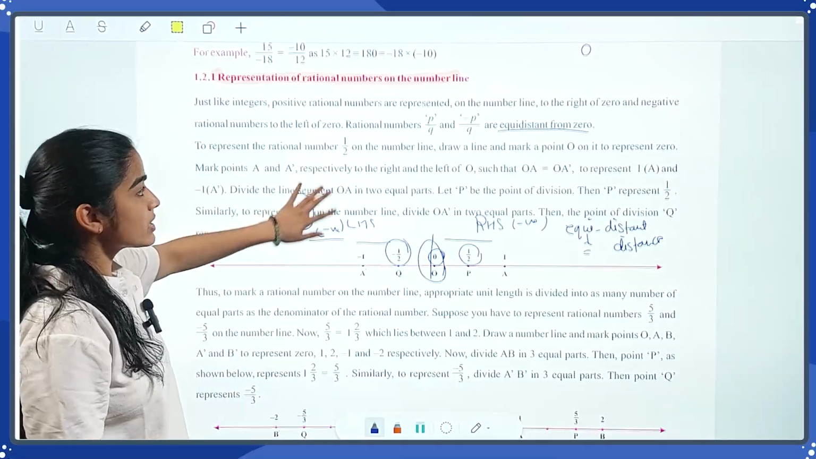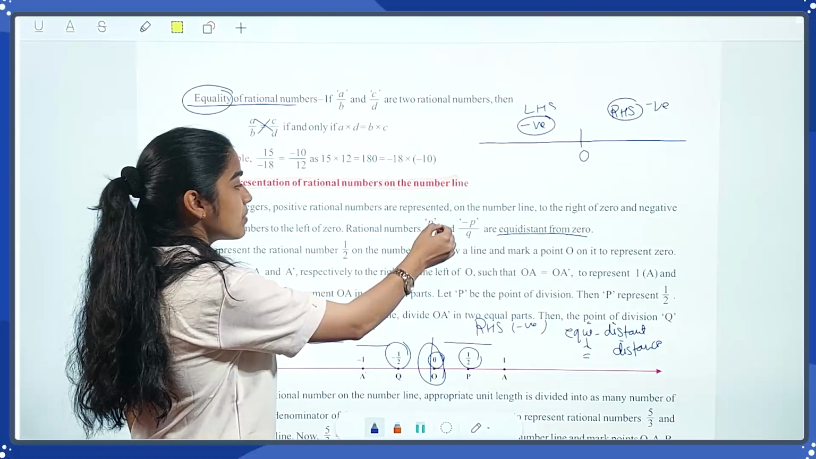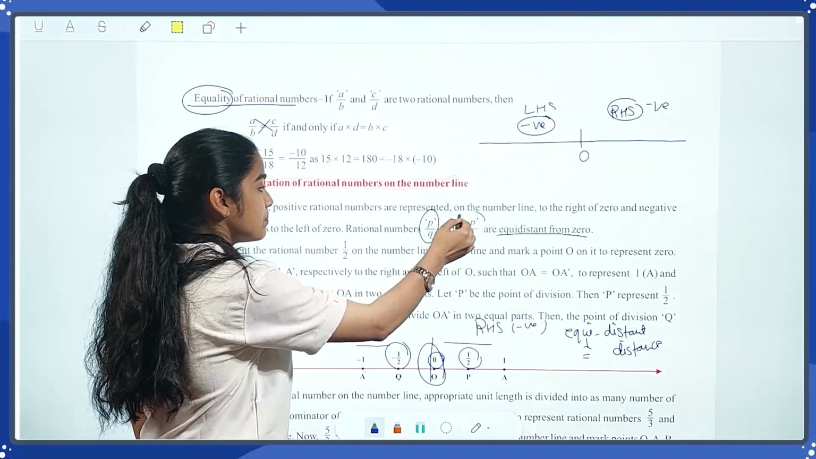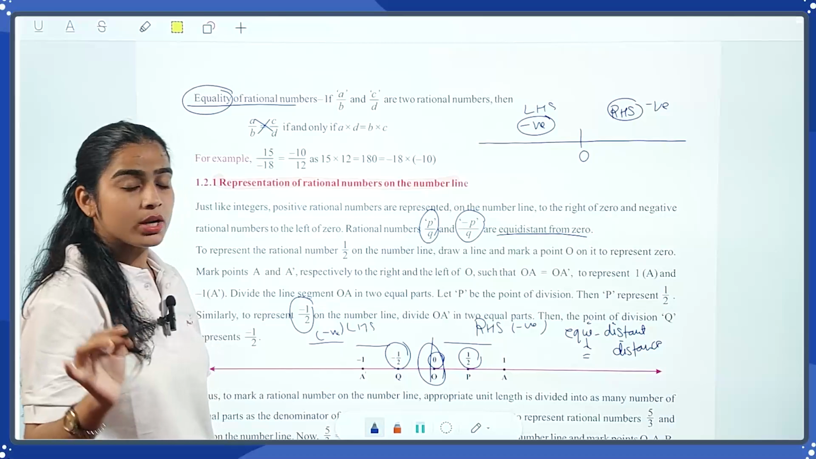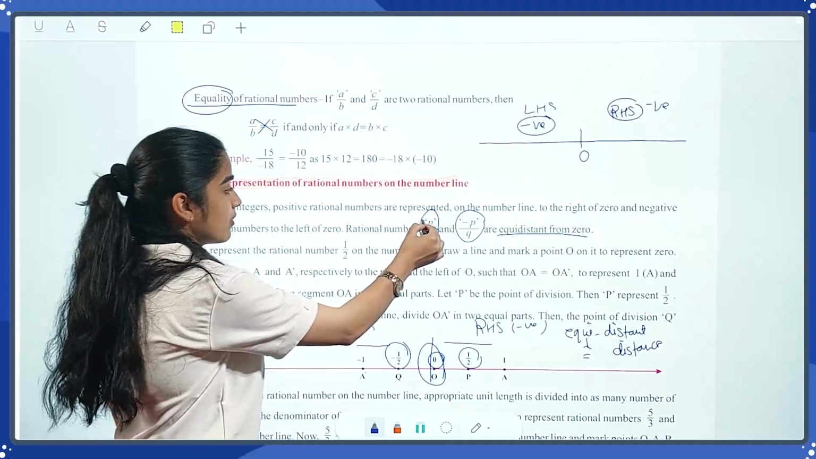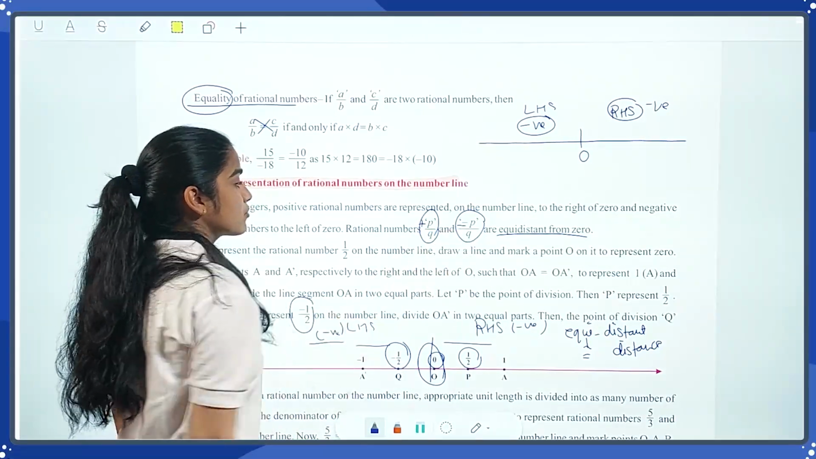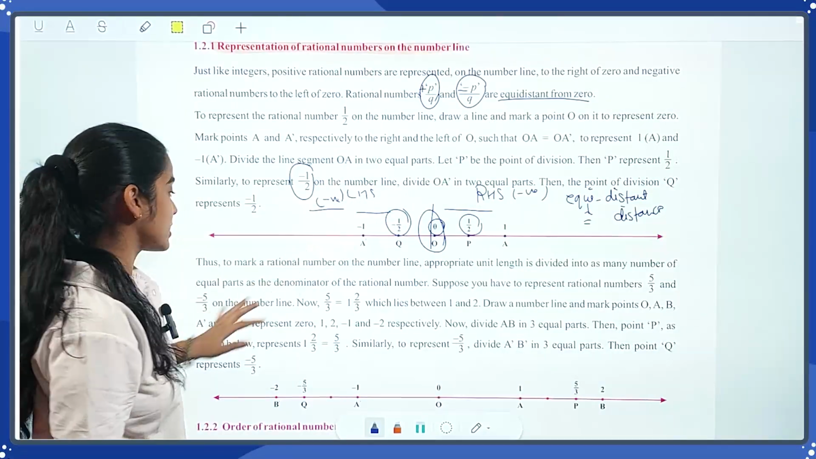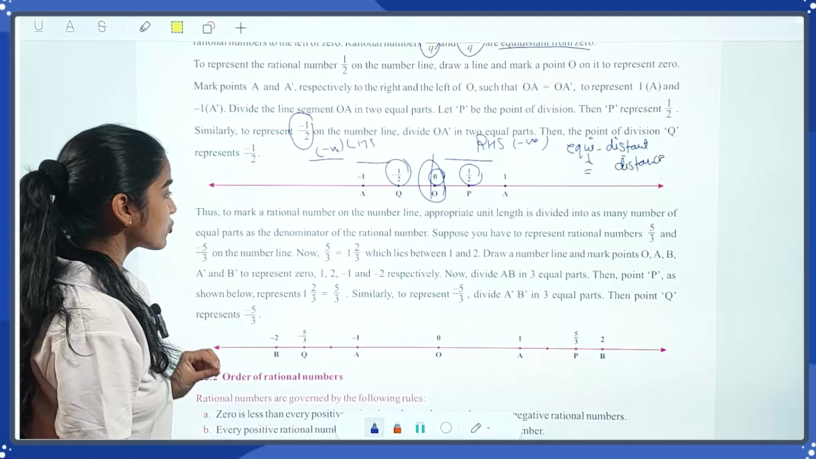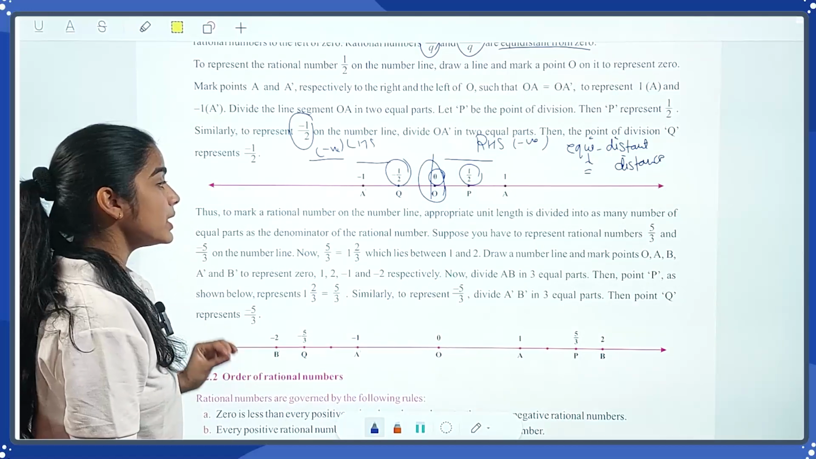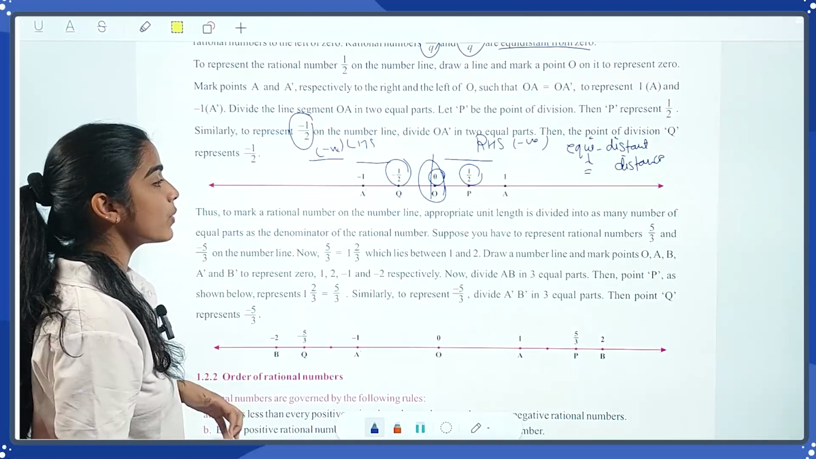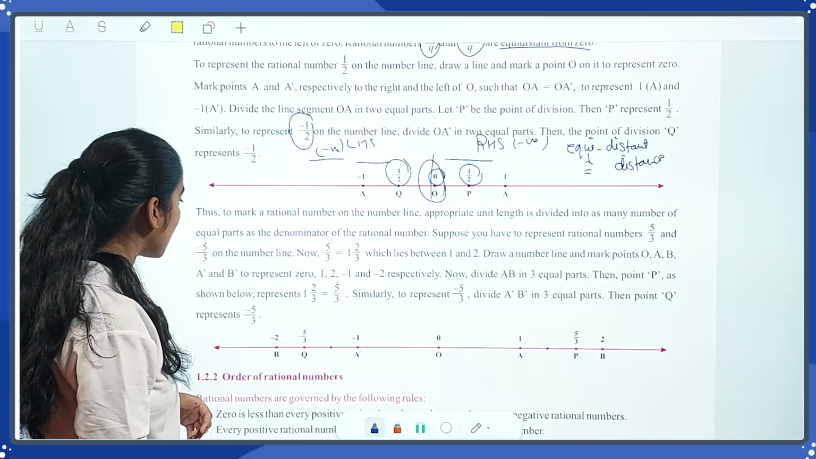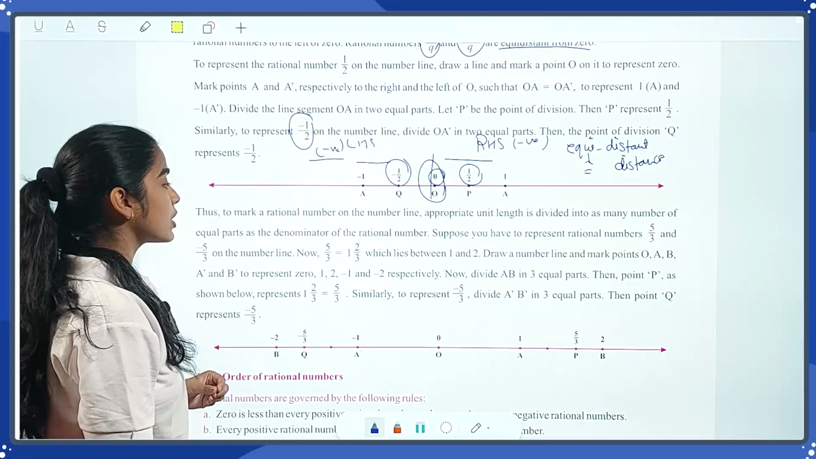So what we have to consider in our mind, that when we have same numbers, P by Q and minus P by Q, there is a difference only of the sign. Here we have positive and here we have negative. So they have been represented on the number line with the equidistance. Now, to mark a rational number on the number line, appropriate unit length is divided into as many number of equal parts as the denominator of the rational number.